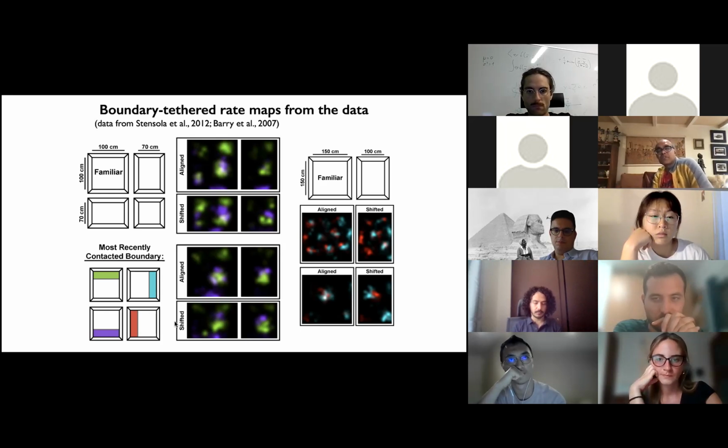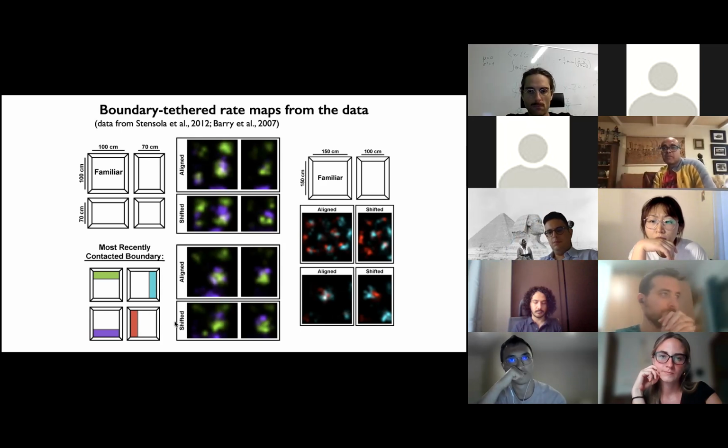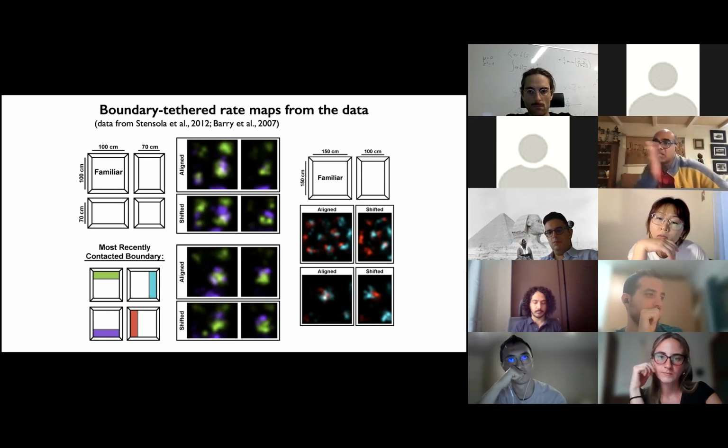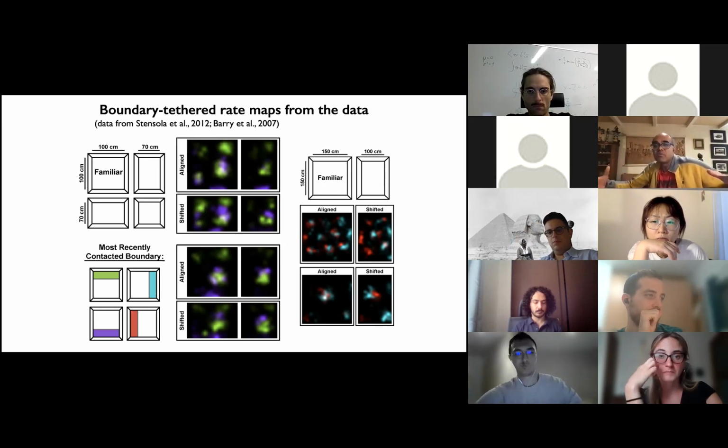Now, why wasn't this phenomenon reported before? It wasn't reported before because these authors were reporting their time averaged rate maps. So what they did is they would average all of this data over time. Because they averaged the data over time and did not condition it on the last boundary contact, when you stretch the room, these grid maps look as though they've stretched. And if you shrink the room, they look as though they've shrunk.